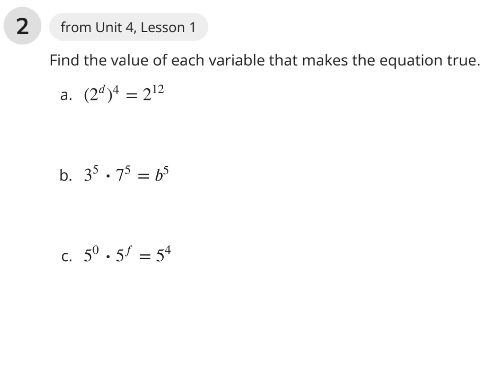All right, looking at the next one. When you raise a power to a power, we got the same base here. So it's 4 times d equals 12. Divide by 4, divide by 4, d equals 3.